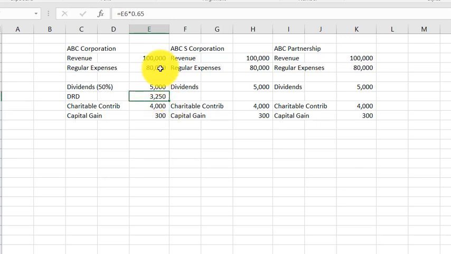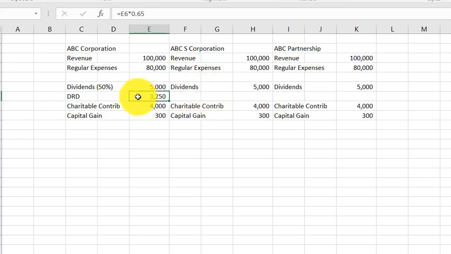So we would add in the 5,000 to the revenue and then subtract out a dividends received deduction of 3,250. So the net result is the other 35% of the dividends is actually included in calculating our tax. So that's what's supposed to happen. You add in the dividends and then subtract out.